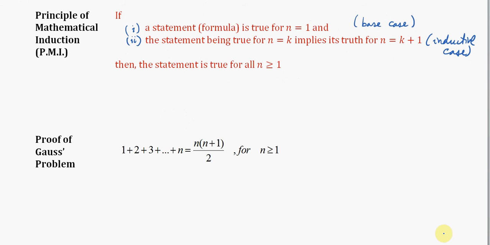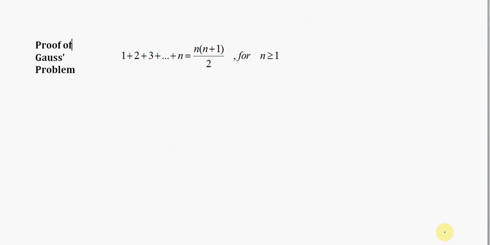I'm going to show you how to prove Gauss's problem. Remember, Gauss's problem is the sum of the first integers, 1 plus 2 plus 3 plus 4, all the way up to n. According to Gauss, it's equal to n times n plus 1 over 2. There are other ways to show this, but I'm using this one to illustrate the principle of mathematical induction. First, is it true for the simplest scenario? That's the base case, when n is equal to 1.